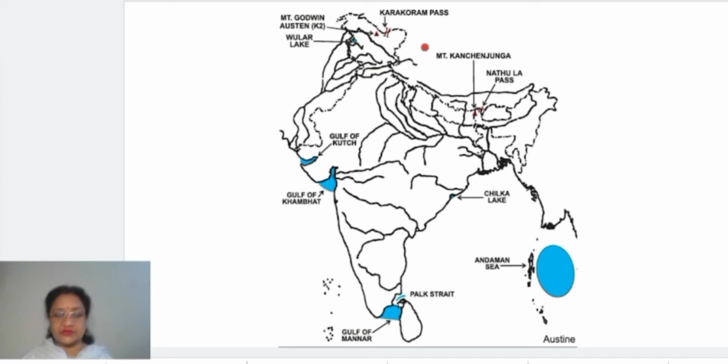The first pass we have to cover in this map is actually Karakoram Pass, right? You can see on the northern boundary of India there is a low-lying part. Now this one curve is there. Very close to the curve, you have to mark the pass. Generally, it is shown by red color or brown color. Clear now? And this is actually Karakoram Pass.